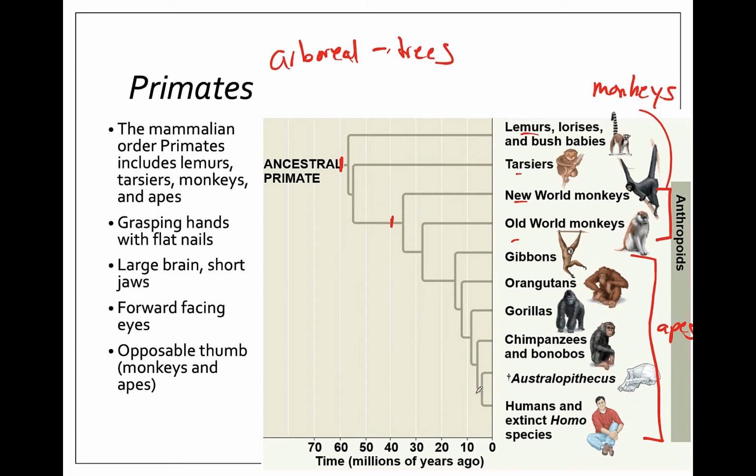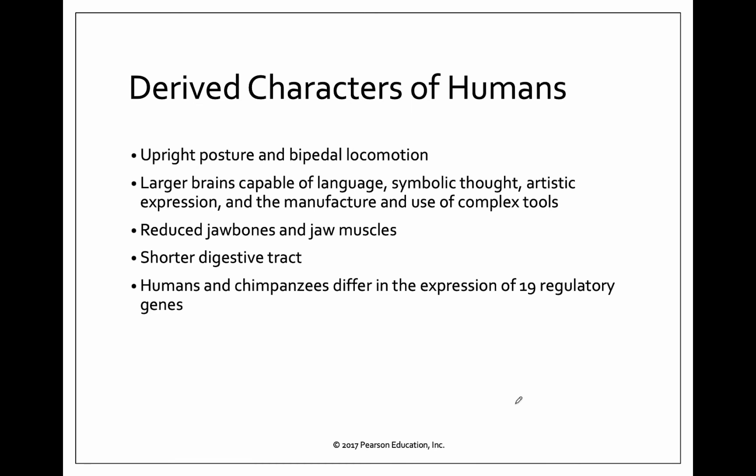Down here, this group is going to be the hominins. So these are the human-like groups. So we have the genus Australopithecus, which is extinct, and then the genus Homo. And there were several different species inside of the genus Homo that are now extinct, and the only remaining Homo species is Homo sapiens, which is the humans.